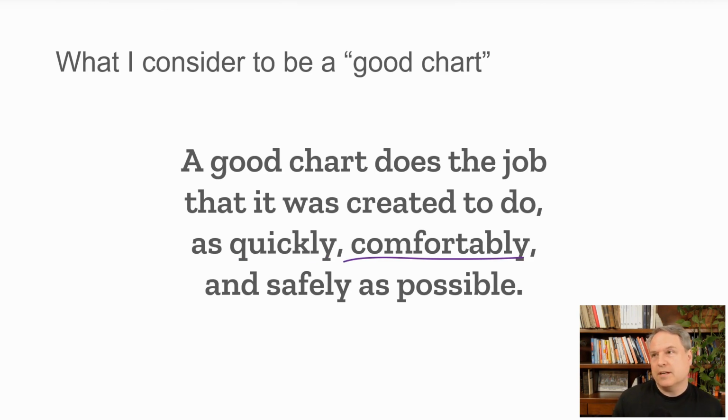Comfortably simply means that it requires as little effort on the part of the audience to get what they need from the chart. They ideally are not being forced to perhaps learn a new chart type unnecessarily if there's a simpler one that could be available, for example.